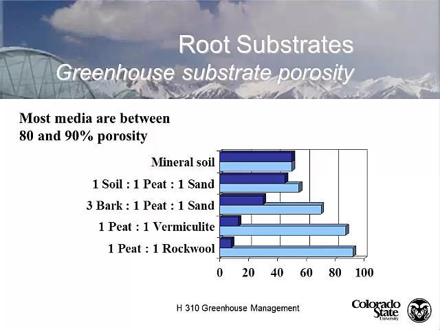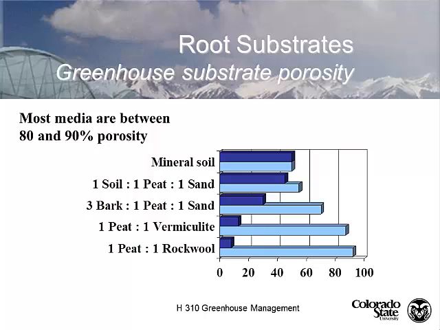So most of our greenhouse potting soils are between 80 and 90% pore space. Mineral soil, this is again what I'm calling topsoil, field soil, the stuff outside, is usually going to have about 50% solid space and 50% pore space. A potting soil that's got 1 part sand, 1 part sphagnum peat moss, and 1 part soil, in fact, when I was in school, was what most people grew their crops in.